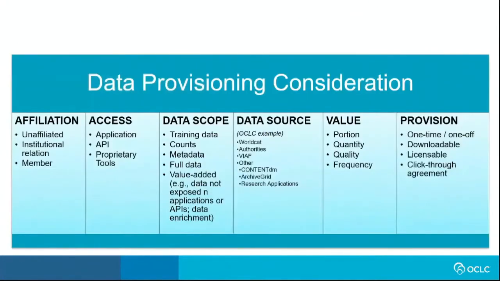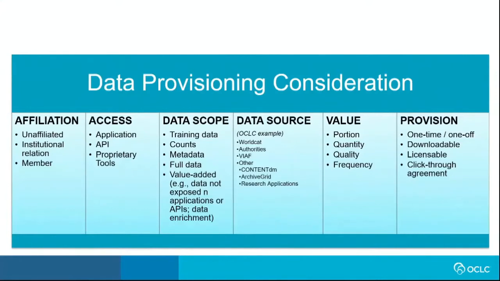Each request is analyzed to determine whether the request is compelling, achievable, and valuable to the community. These are the kinds of questions that I need to consider when we're looking at data provisioning. What's the affiliation of the requester? Are they unaffiliated or are they a member of OCLC? What kind of access are they looking for, through an application, an API, or proprietary tools to get data? What's the scope? Do they need just record counts, training data, full data, augmented data? For OCLC purposes, I need to consider where the data is coming from: WorldCat, its authorities, the Virtual International Authority File, or other resources that we have access to.